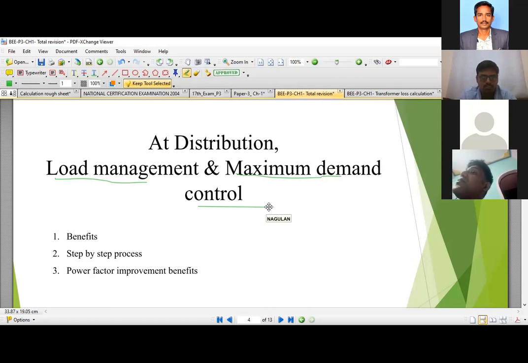Then there is one step by step process. Same as the power factor improvement benefits, the same repeated answer you have to write: maximum demand charge reduces, load current reduces, I square R loss reduces. Everything we have to write. This is the step by step maximum demand control.